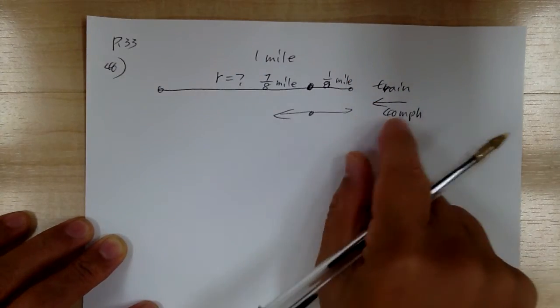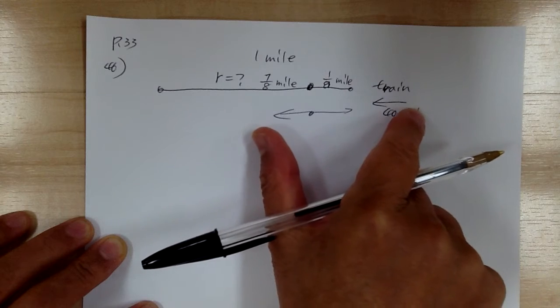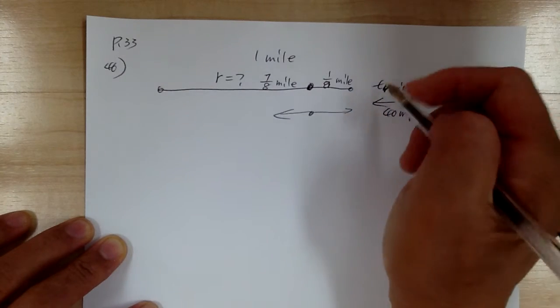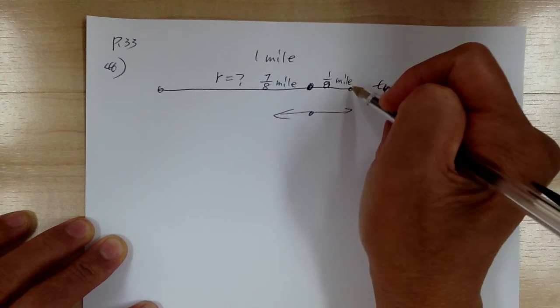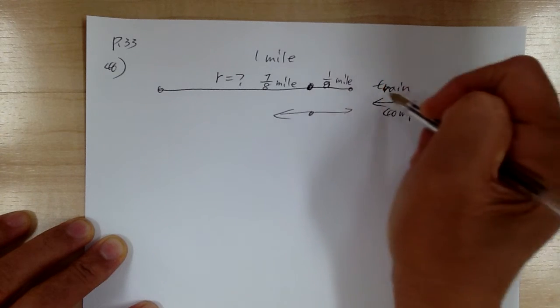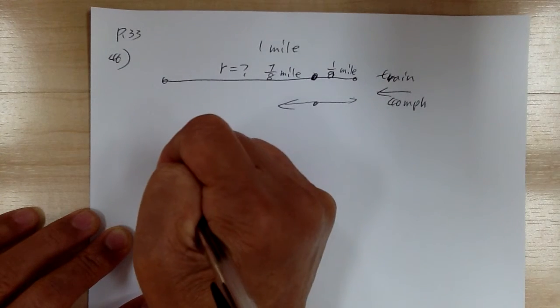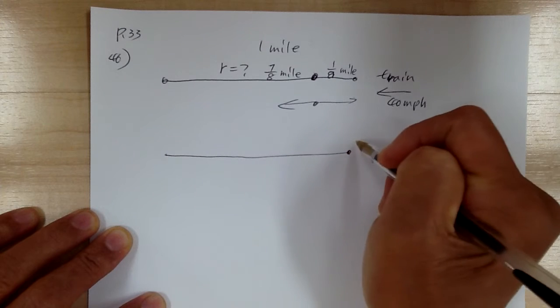Okay, so what we're going to do is fast forward to the moment that this cyclist just escaped the tunnel and the train is right over here. So basically, we end up with this situation. The train is right over here.